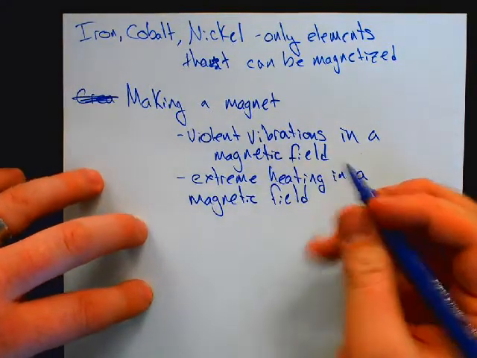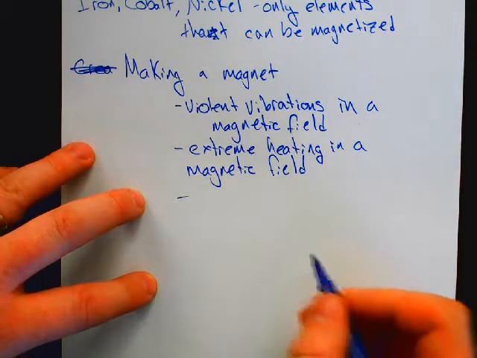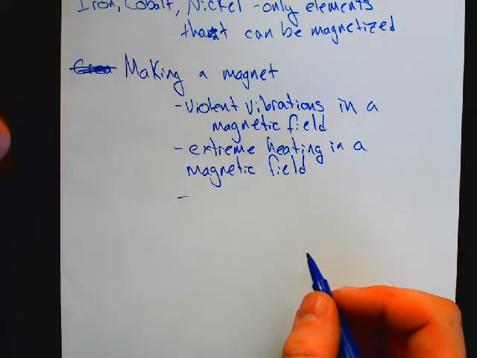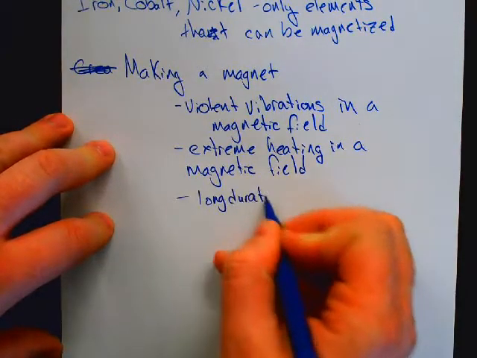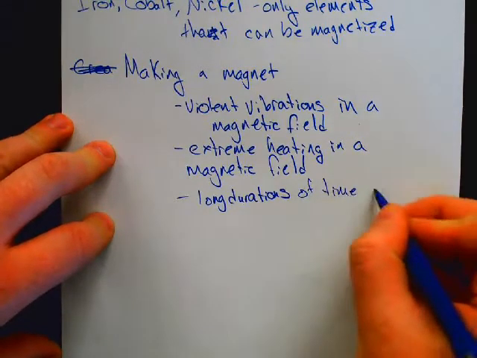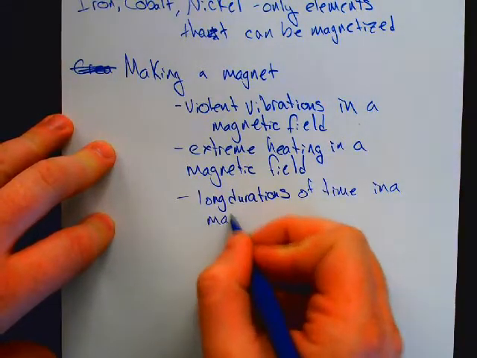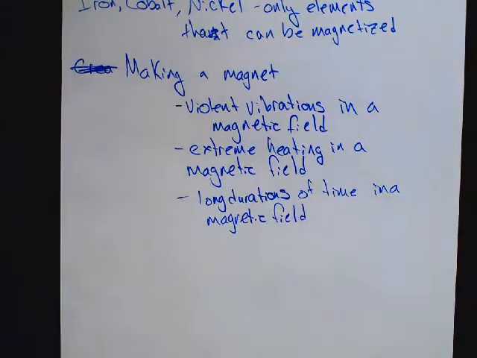All right, and the last way to make a permanent magnet, guys, not talking. Last way to make a permanent magnet is long durations of time in a magnetic field. So if I took some iron and I just placed it in my drawer that has all my magnets and I waited until this time next year, yeah, I would have more permanent magnets. That would do the trick.